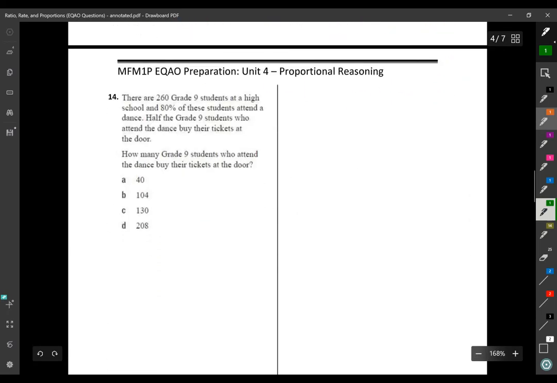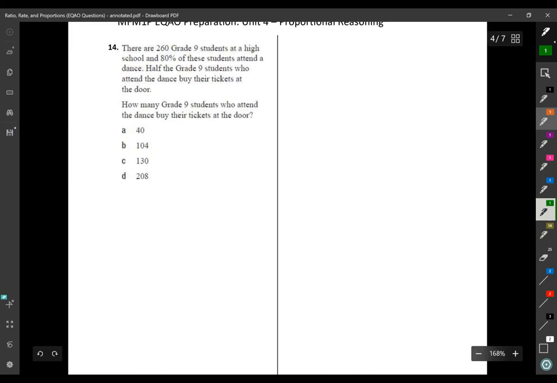Okay, question 14. There are 260 grade 9 students at a high school. 80% of these students attend a dance. Half of the grade 9 students who attend the dance buy their tickets at the door. How many grade 9 students who attend the dance buy their tickets at the door? So first of all, we need to figure out, there's 260 students in total, and 80% attend the dance. So how many students attend the dance? That's our first step.